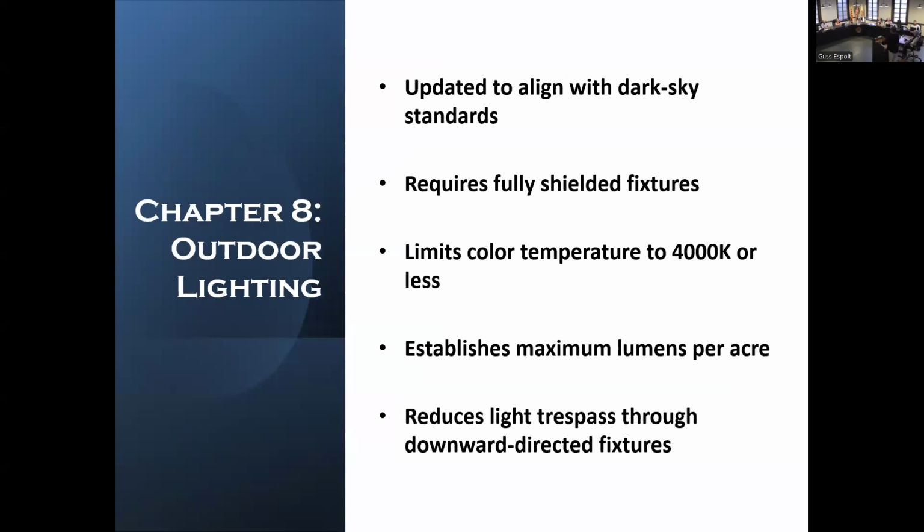Chapter 8 was outdoor lighting. We updated this to align with the dark sky standards. All fixtures need to be fully shielded. We did limit the color temperature to 4,000 kelvins or less. It also establishes the maximum lumens per acre, depending on what zone you're in. And it reduces light trespass through downward directed fixtures.